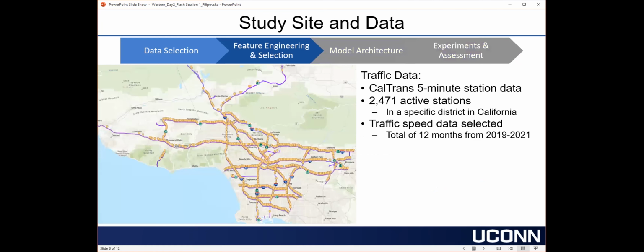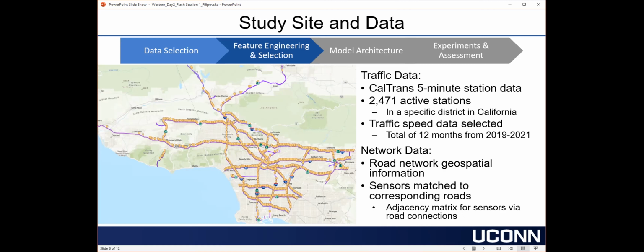But in the data selection, we use a publicly available data set from the California Department of Transportation. They collect 5-minute station data. They have thousands of stations. We select a particular district that contains the Los Angeles metropolitan area and its surroundings, and find around 2,400 active stations. So there are stations that don't actively observe data always. And we focus on a total of 12 months in the years of 2019 to 2021. And I will explain in the experiment design a little bit more how we use all of those 12 months.